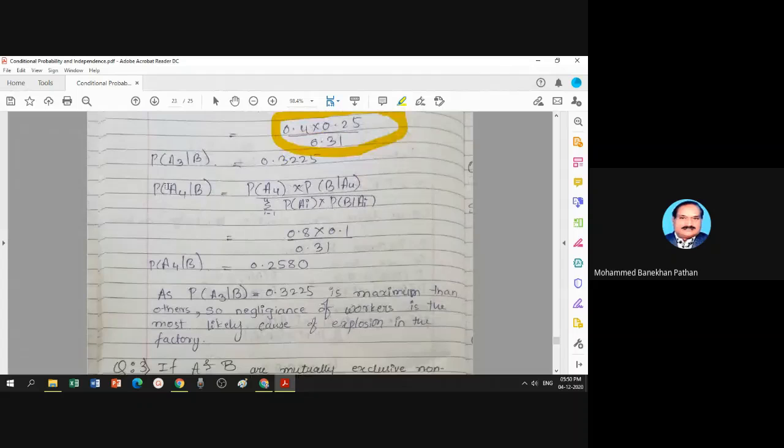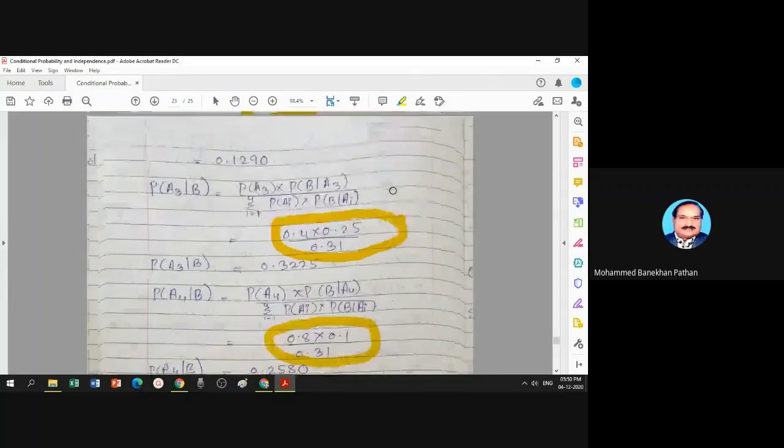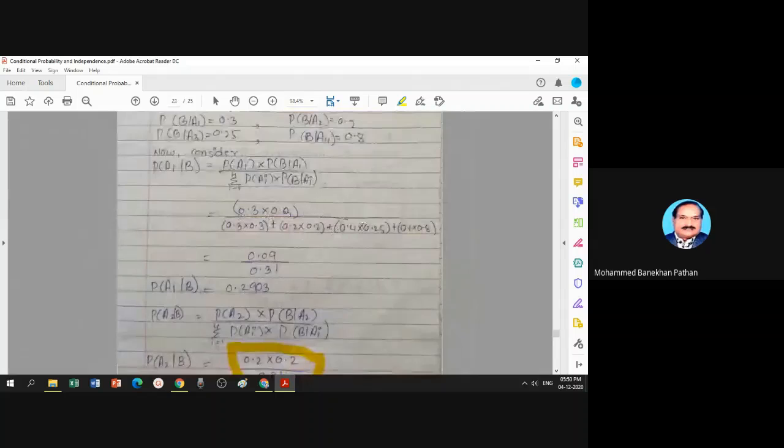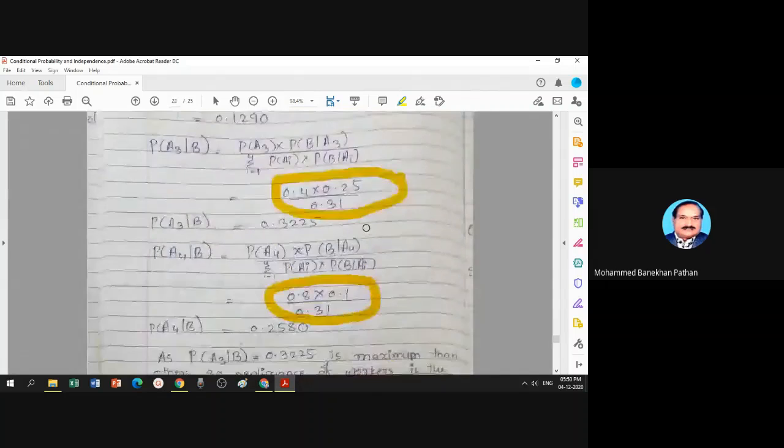Chance of getting explosion due to sabotage by using a knowledge of B. This is the statement of Bayes theorem. Again, this calculation is not up to the mark. You do the calculation in a separate way. I will tell you how to do that.